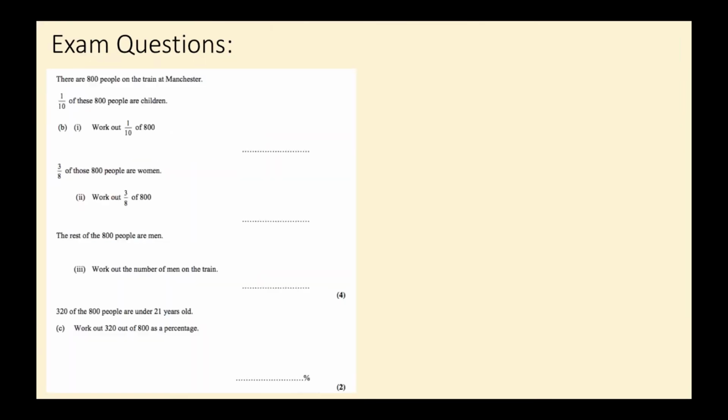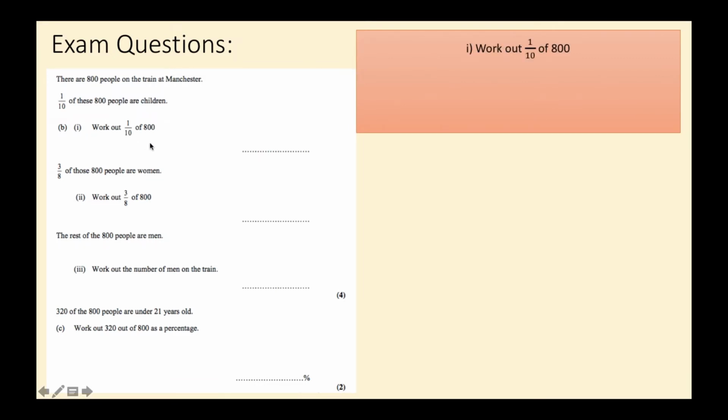Let's move on. These aren't too bad either, just getting yourself practicing doing questions. This one says there are 800 people on the train to Manchester. 1/10 of these 800 people are children, and all it asks you to do is work out 1/10 of 800. That's nice and easy. We just need to do 800 divided by 10, giving us 80. So that's our answer for the first one.